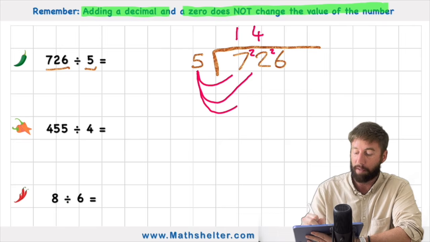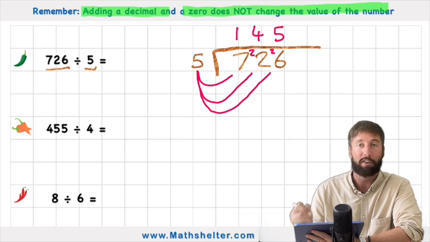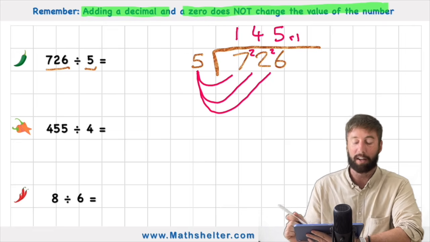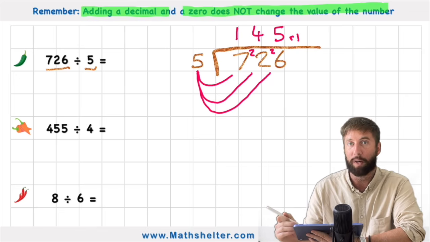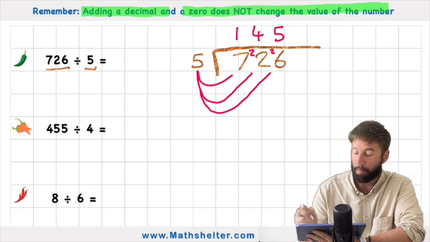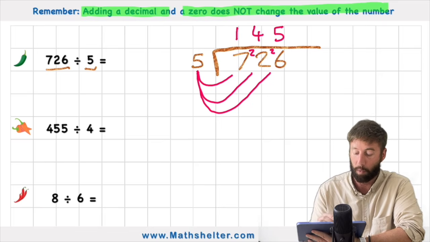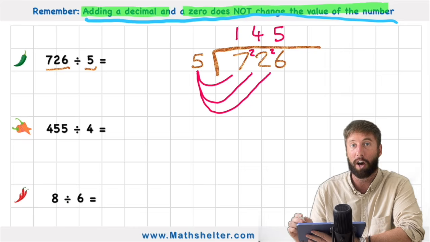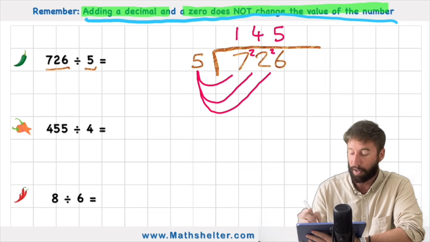And then how many 5s are there in 26? I have 5. Now traditionally what we might do is put our little remainder 1 just like that at the end of our answer. But today we're going to look at what to do if we want to turn it into a decimal. So let's get rid of the remainder 1, but we need somewhere to put it. Well, if we look back to what to remember today, adding decimals and zeros after our number doesn't change the value. So let's do that.